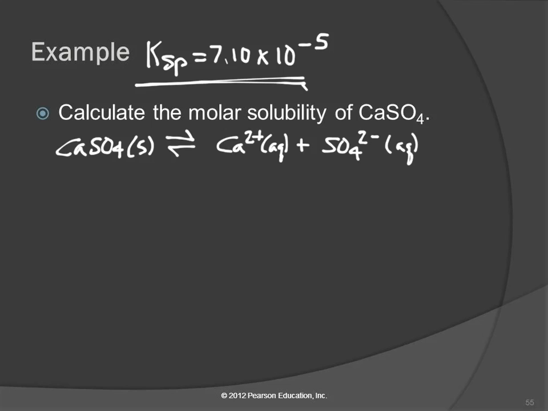Now that we have the equation, we can write the Ksp expression. What do we do? We take the concentration of this product times the concentration of that product.